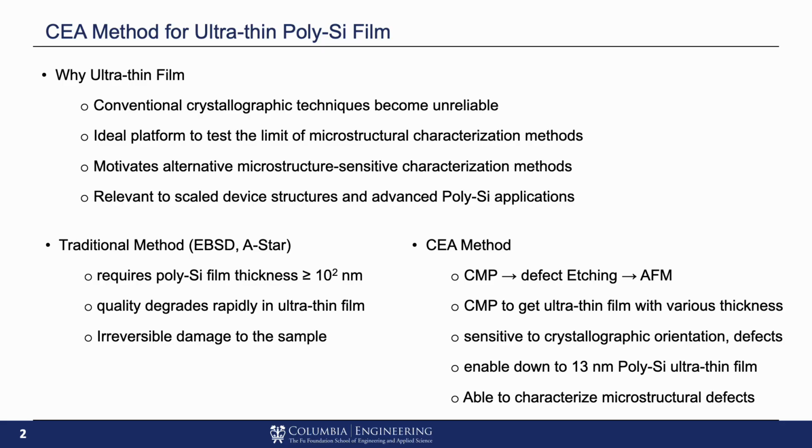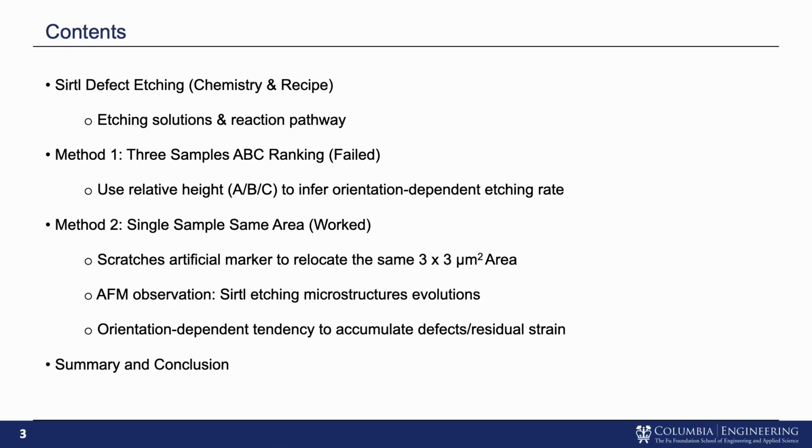In addition, this thickness range is highly relevant to scaled device structures and advanced polysilicon applications. While EBSD-based techniques require relatively thick films and can cause irreversible damage, the CEA workflow is non-destructive at the microstructural level and remains sensitive to crystallography orientation and defects. Importantly, by using CMP to precisely control film thickness, this approach enables microstructural characterization down to 13 nanometers.